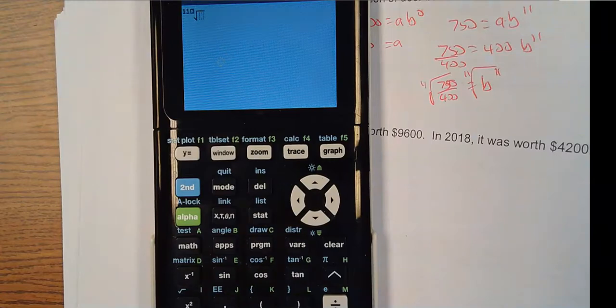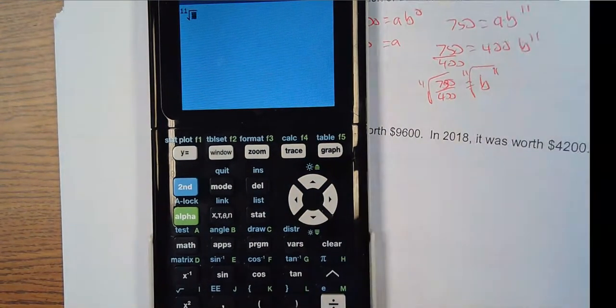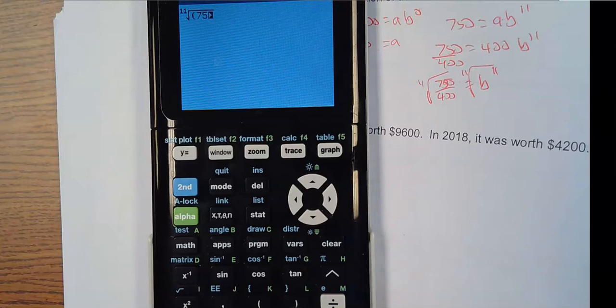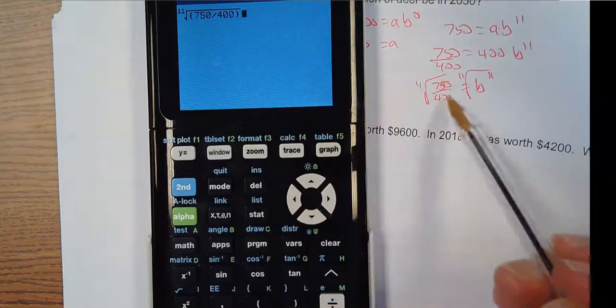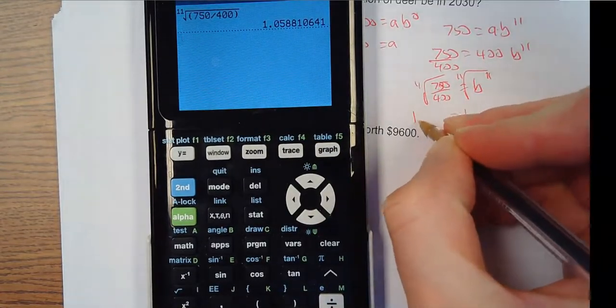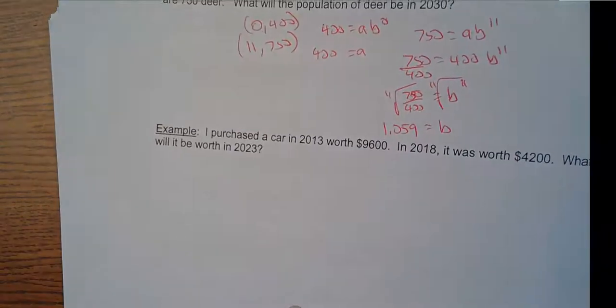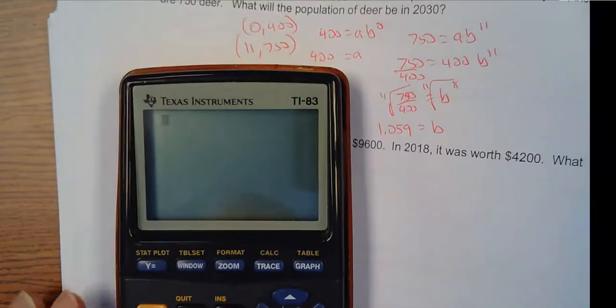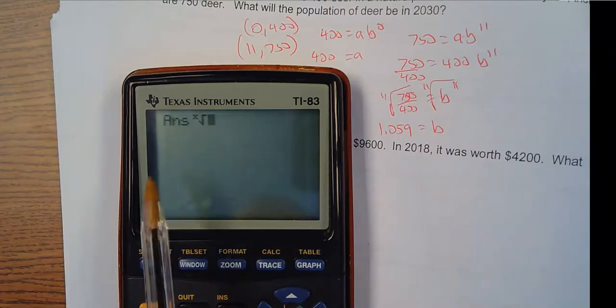Let me type this in here, and then I'll show you how to do it on one of the other calculators. I got 750 divided by 400. I can just put parentheses, 750 divided by 400, all in at once. So I'm taking the 11th root of whatever this number is. Whatever my answer pops out, that's my B. So 1.059 or so.